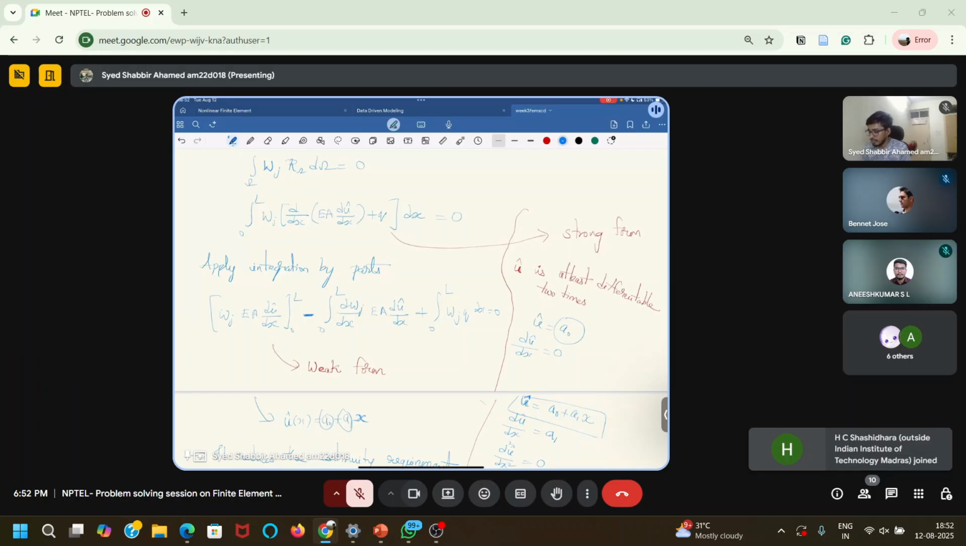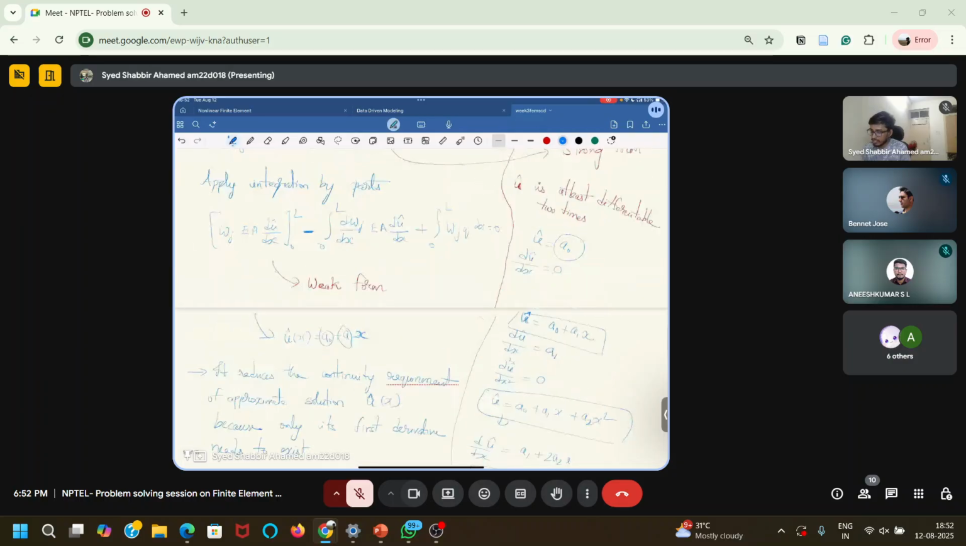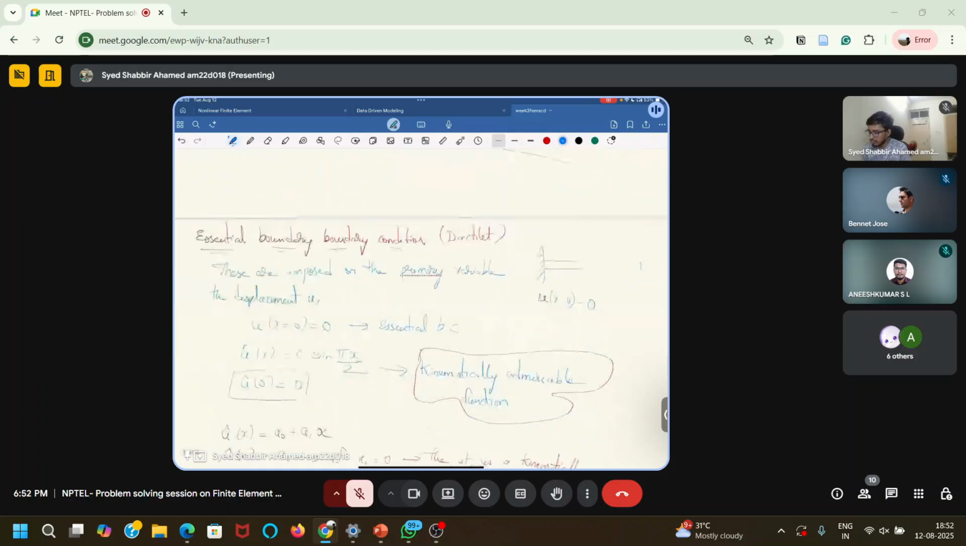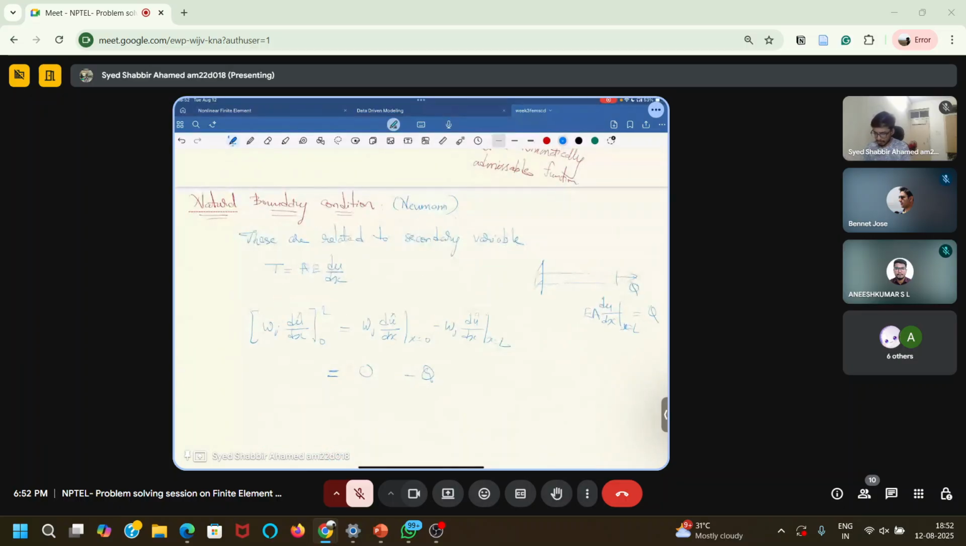So we don't need to take care of this natural boundary condition while we are choosing the approximate solution. While we are assuming the approximate solution, we don't need to worry about the natural boundary condition, because it is naturally satisfied in the weak form of the governing differential equation. So that's why this is called the natural boundary condition.